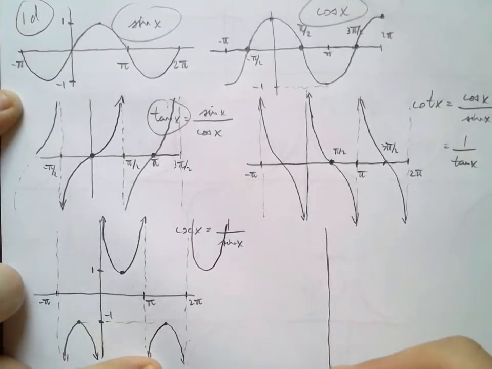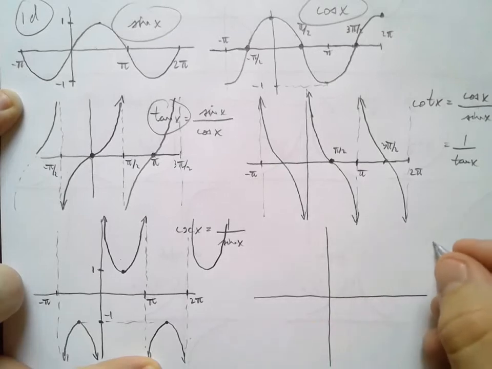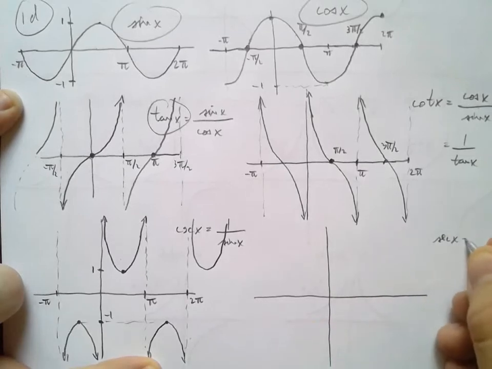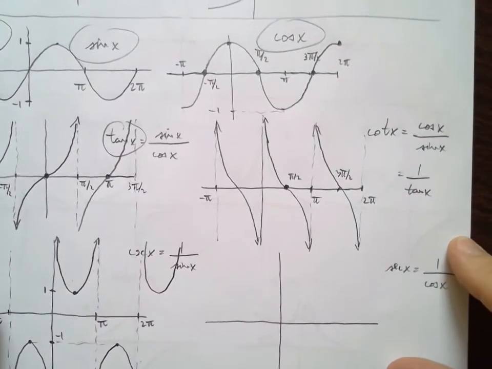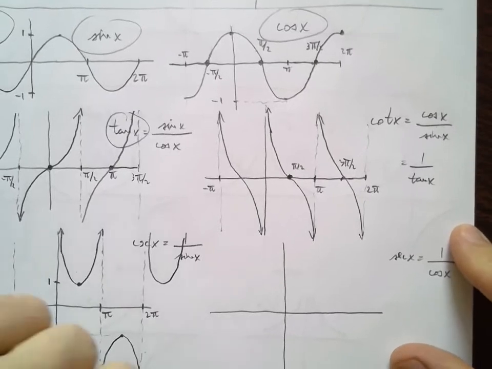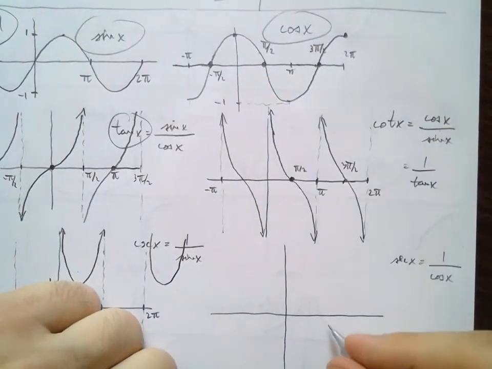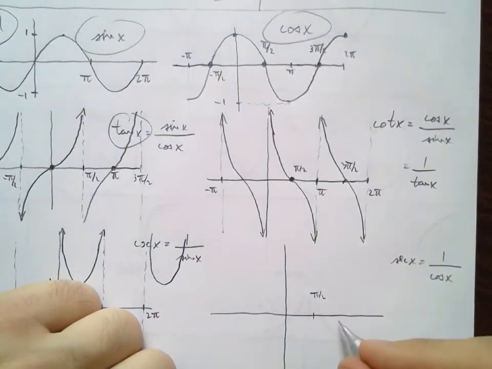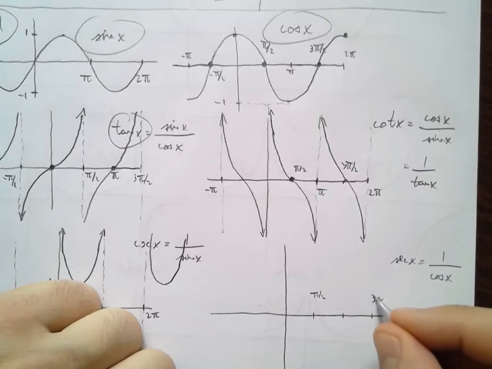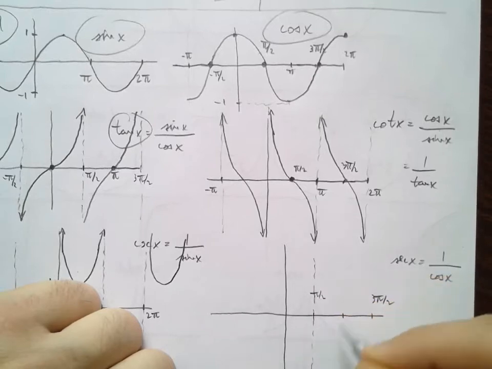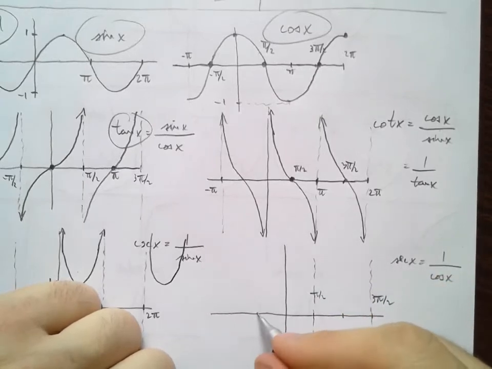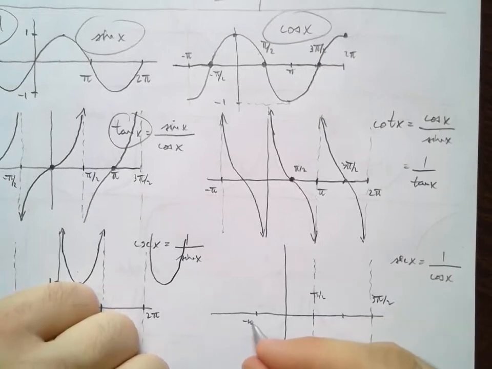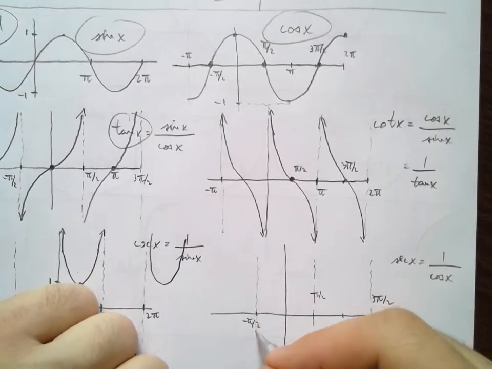Secant is going to be very similar. Secant is 1 over cosine. Which means now my asymptotes are at the zeros of the cosine graph. So that happens at pi over 2. At pi I don't have that, but I have another asymptote at 3 pi over 2, so let's go ahead and draw those in. Minus pi over 2, etc. Okay?